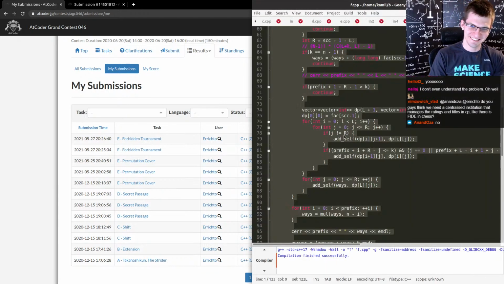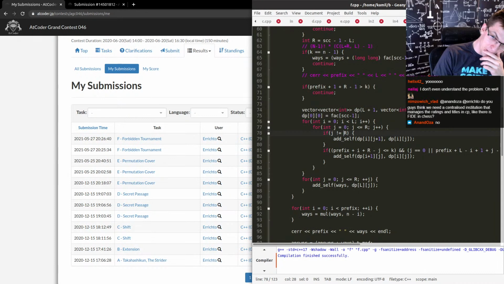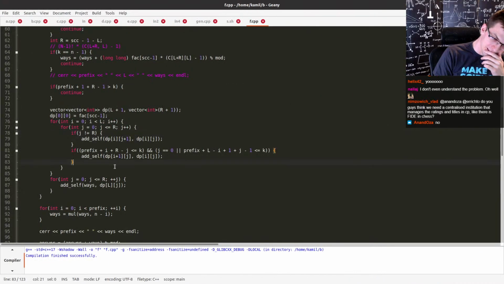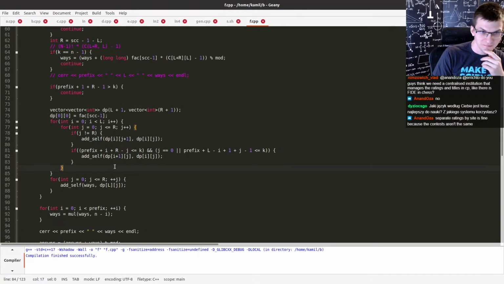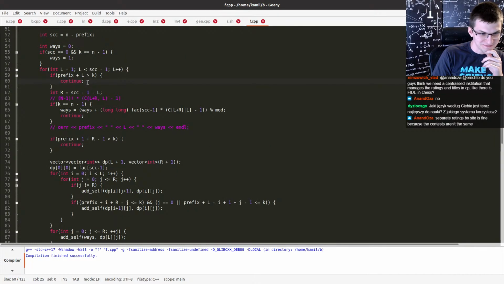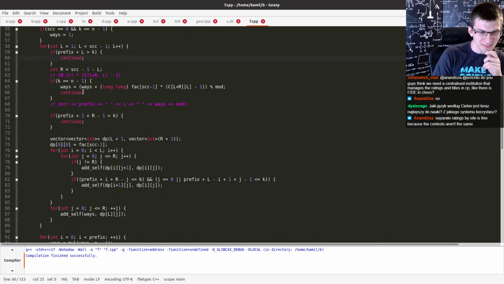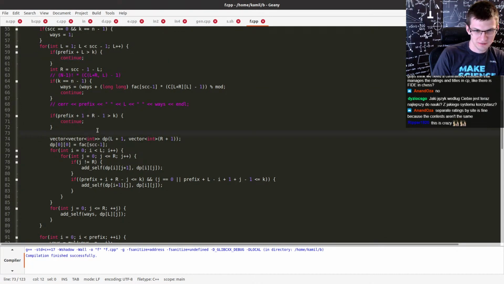Okay, easy. What can I do? Apparently DP doesn't work for k equal to n minus 1. So I double count. The answer was too big.